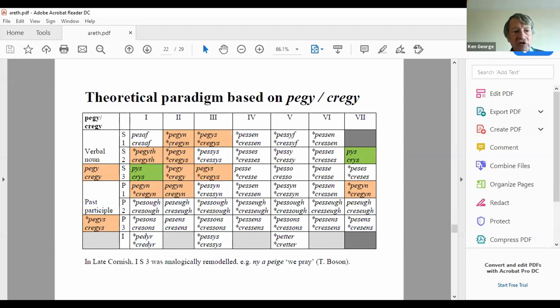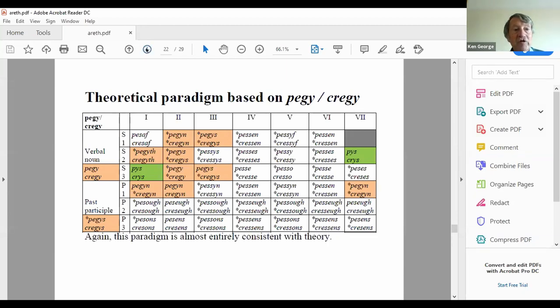And I also show you here, for good measure, a theoretical paradigm based on Pegi and Kregi. This, as we've seen, is more complicated. But we do find some texts which use Pegi and Kregi for their verbal noun.